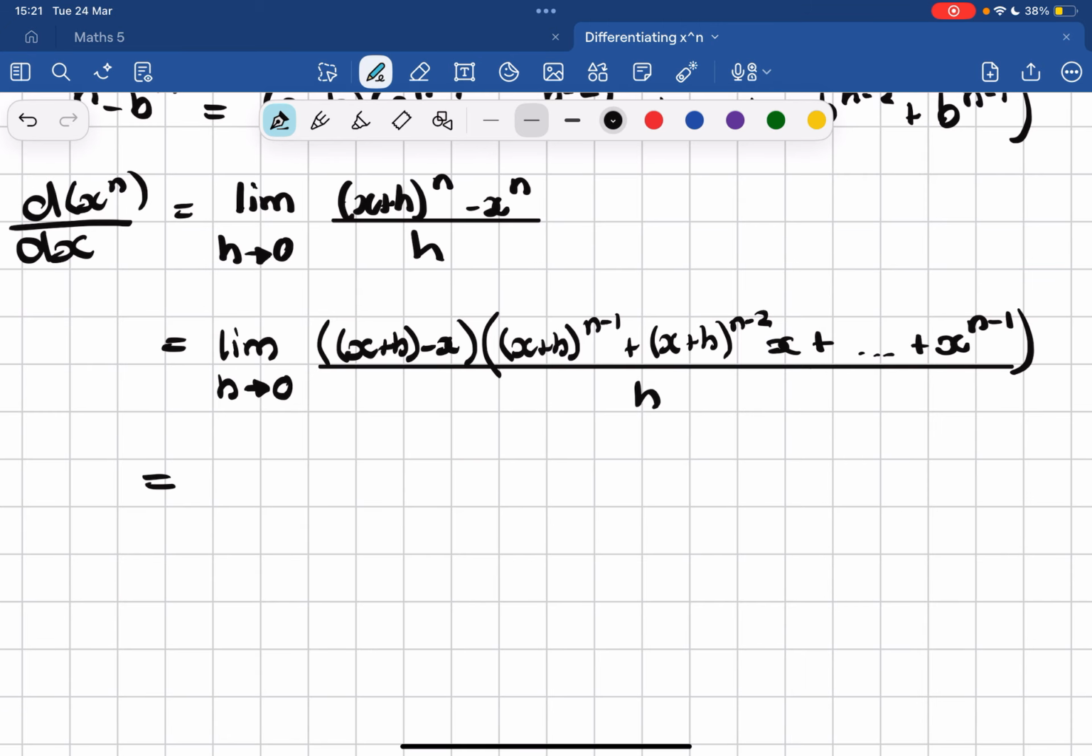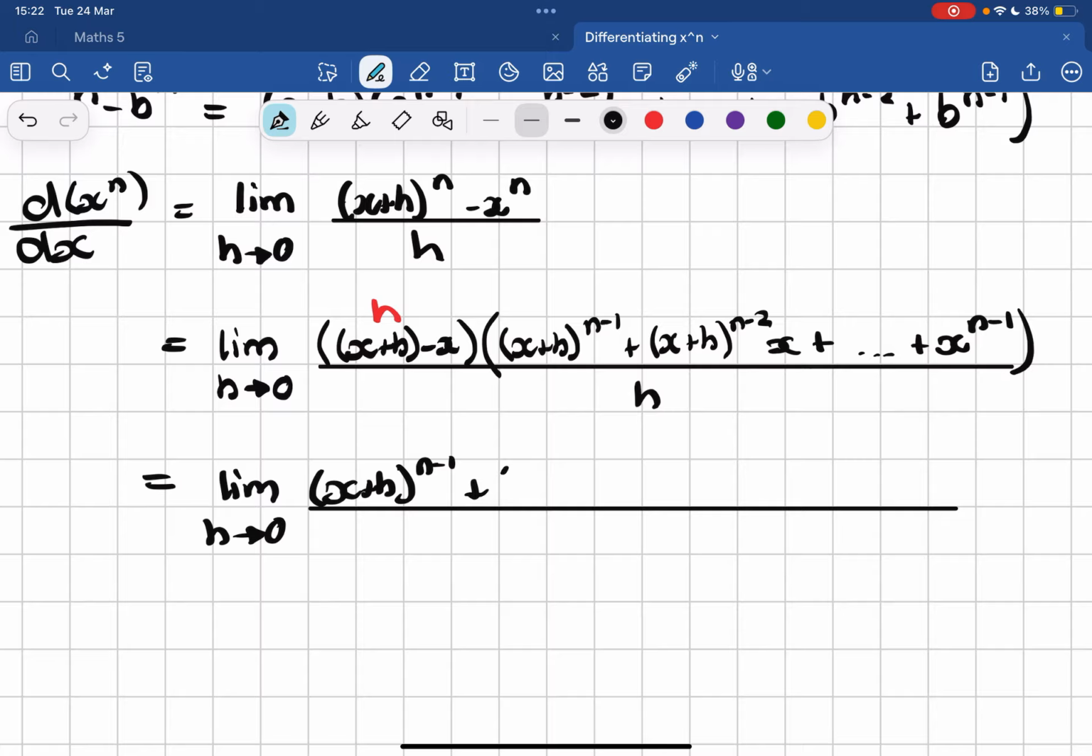Now, this part here just becomes h, which can cancel with the h on the bottom. So we can say the limit as h goes to 0, and we've just got the numerator without the first bracket. So we've got (x+h)^(n-1) plus (x+h)^(n-2)x plus ... plus x^(n-1).